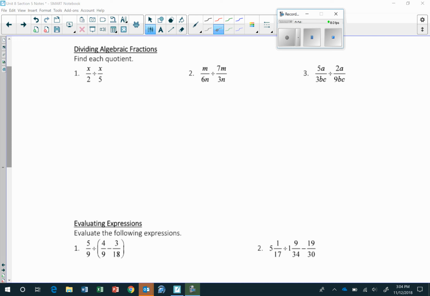On the back side, we're going to look at dividing algebraic fractions. So now we just have some variables involved. The rules all stay the same though, so I'm still going to keep, change, flip.